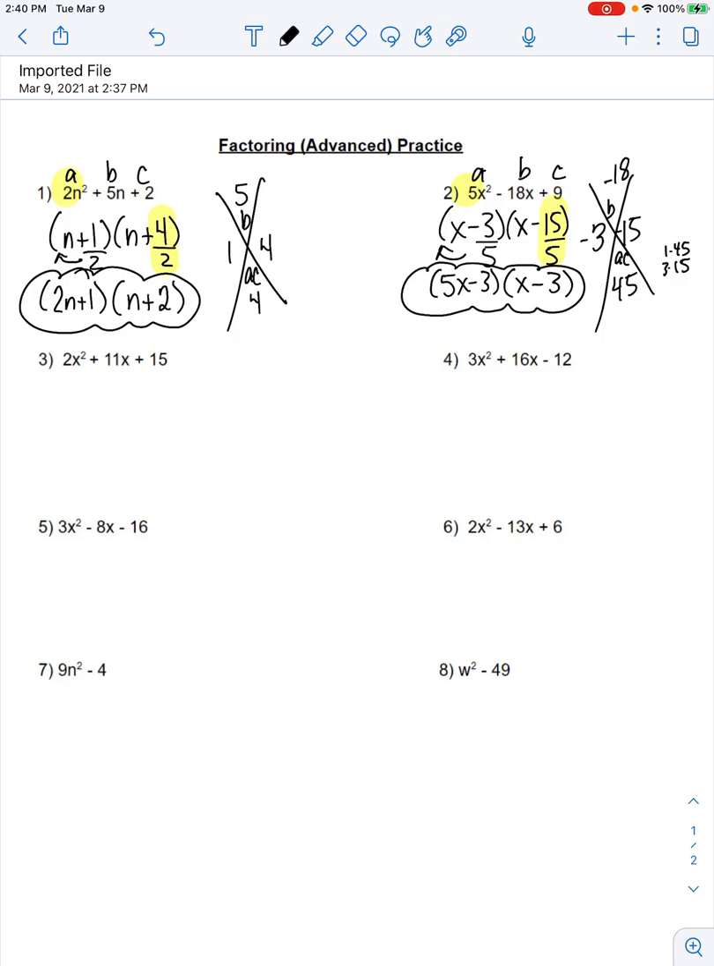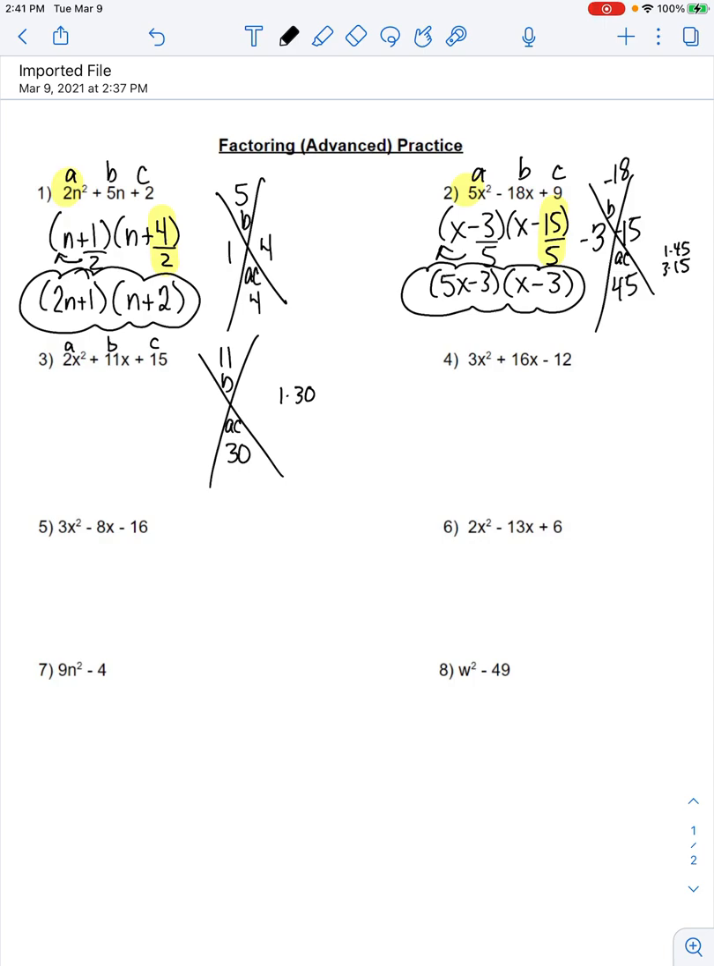Take a look at number 3. So we have 2x squared plus 11x plus 15. I do not recognize a greatest common factor. So I go straight to magic X has your back. So here's my A, B, C. B is 11. A times C, 2 times 15, is 30. So now I'm going to find my factors.